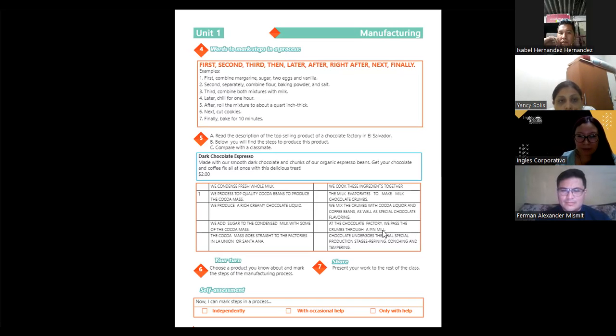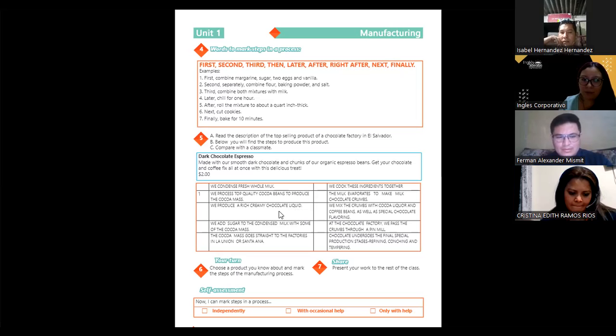¿Qué pasa cuando pasamos algo por un molinillo? ¿Se vuelve? Liquid, right? We produce a rich, creamy liquid. ¿Y cuál sería el último paso? Chocolate undergoes the final special production stages, refining, conching, and tempering. Correct. Yes. Now, vocabulary. ¿Alguien tiene preguntas de vocabulario ahí?